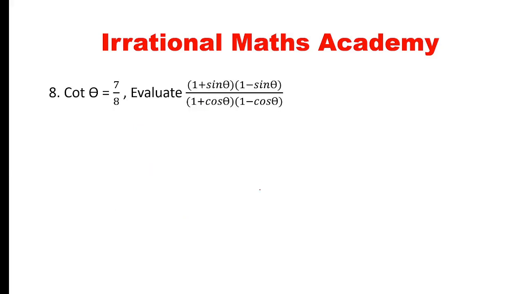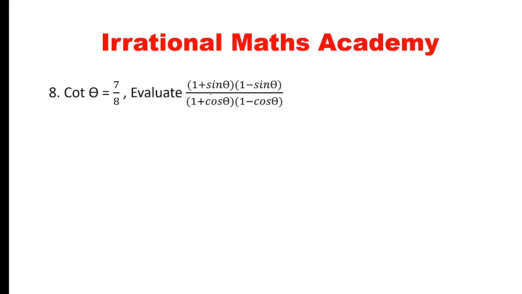Next. Cot theta equals 7 by 8. Evaluate 1 plus sin theta into 1 minus sin theta by 1 plus cos theta into 1 minus cos theta. Here also they gave one of the ratio values, right? You can draw the triangle, find out the sin theta value and cos theta value, and substitute here, but it becomes very lengthy. So better, we'll first simplify this expression, whatever expression is given.